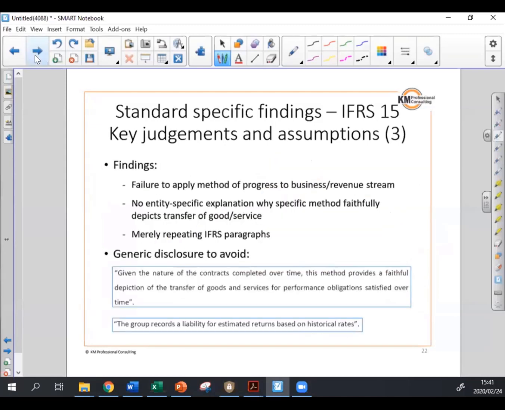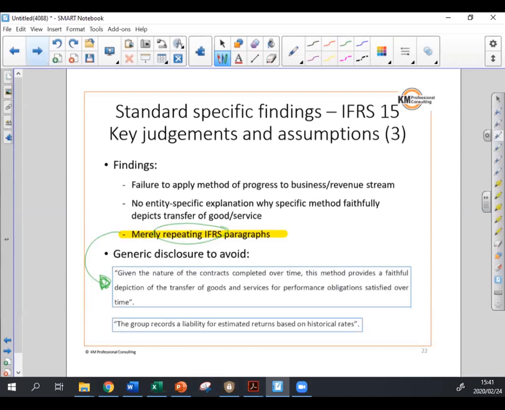And another finding on key judgments and assumptions was exactly that: the failure to apply the method of progress to either a business in a group or a specific revenue stream, not giving entity-specific explanations of why that method depicted the appropriate transfer. And then my favorite, and you guys should be like, okay, Kim, we get it now: repeating an IFRS paragraph, please don't. They also told us to avoid, and these are two examples, "given the nature of the contracts completed over time, this method provides a faithful depiction of the transfer of goods." That's the standard wording. That is literally that comment around merely repeating IFRS. The JSE raised that finding for this.